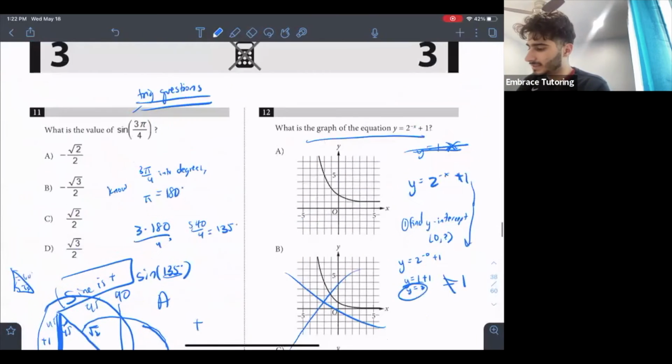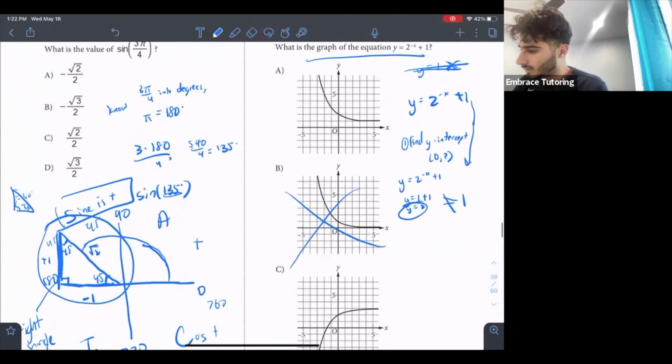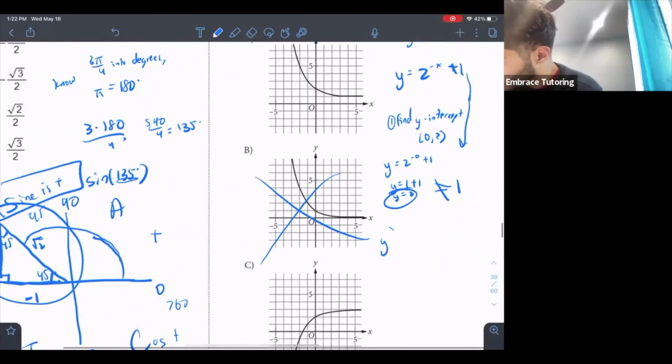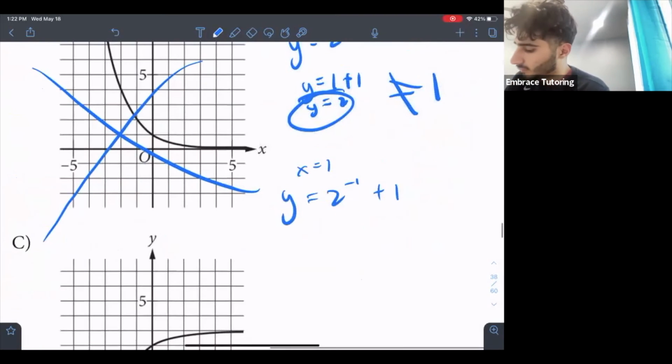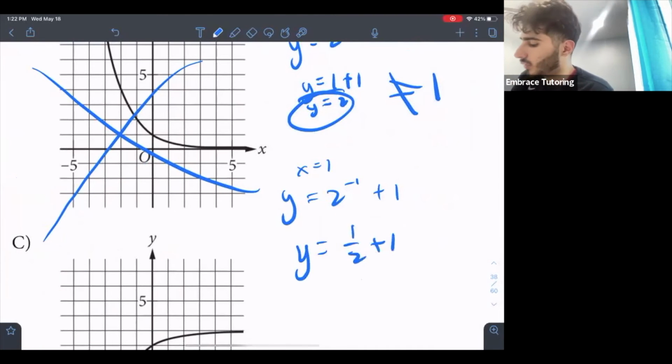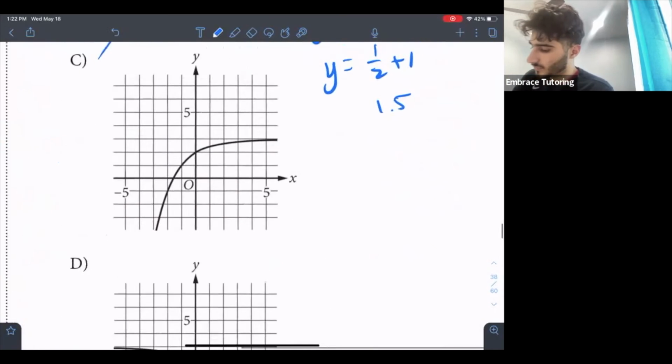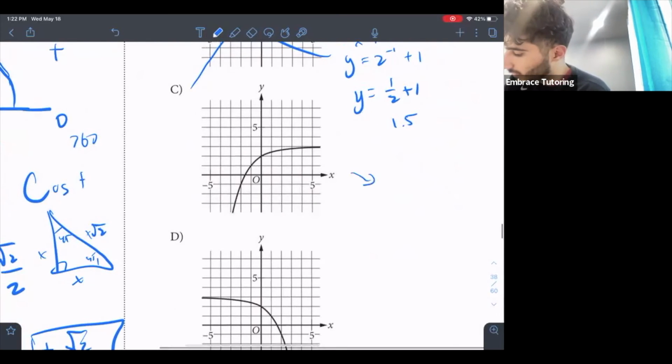And then you can also plug in 1 to see how the graph is shaped. So we can plug in 1. So y is equal to 2 raised to the negative 1, plus 1. This is basically 1/2 plus 1, which is 1.5.